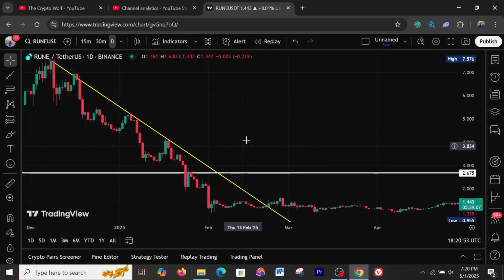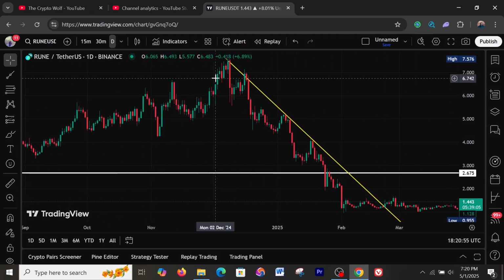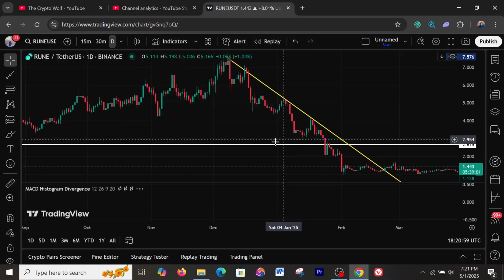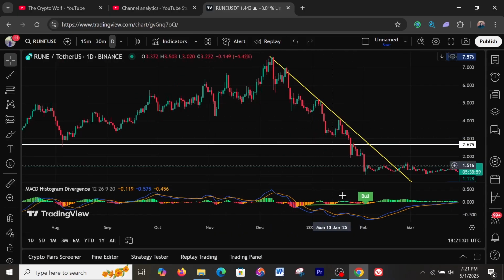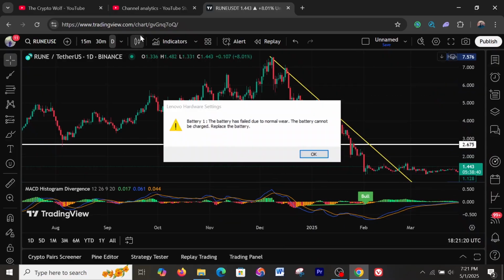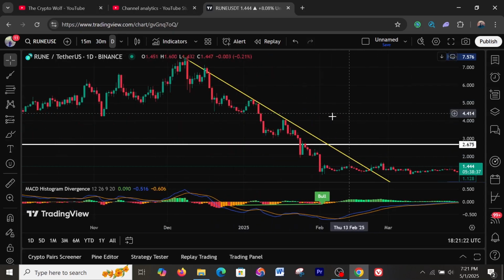So if you look at this, the first being divergence, I'm using the MACD histogram divergence, which is one of the most effective. So if you notice, divergence was spotted here, right around when it got to a low of 0.955. So there was a divergence spotted here. Divergence check.